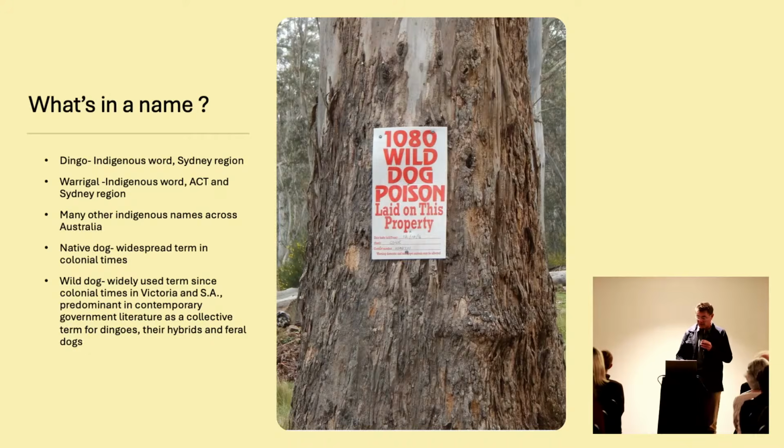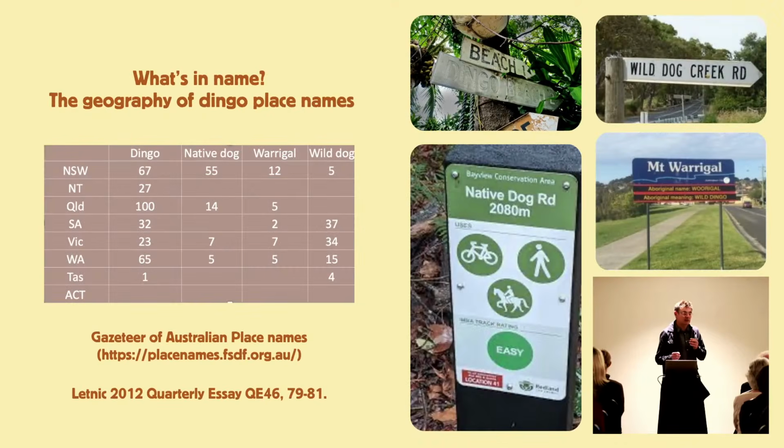Well, I think, and I'm going to show you some evidence now. So what I did to get at that question was I looked at the Gazetteer of Australian place names. So every place name in Australia, like Dingo Mountain or Wild Dog Creek, officially exists on this register, which is the Gazetteer of Australian place names. And I had a look at the geography of these four names that are commonly used to describe dingoes across Australia. And so what I found was that there's never been any dingoes in the ACT.